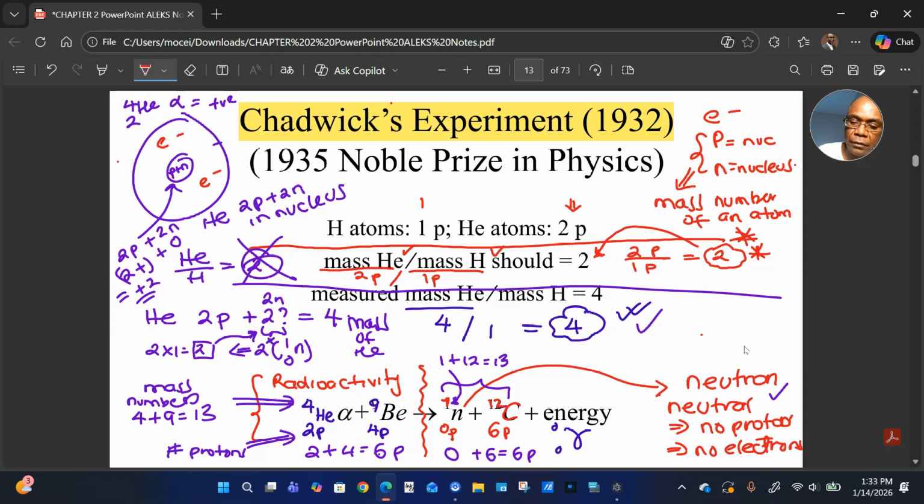Okay, so the 4 here comes from 2 protons and 2 neutrons in helium, and the 1 here comes from the 1 proton in hydrogen. You divide 4 divided by 1. Truly, that accounts for the experimental results of a ratio of 4, the mass of helium divided by the mass of hydrogen.